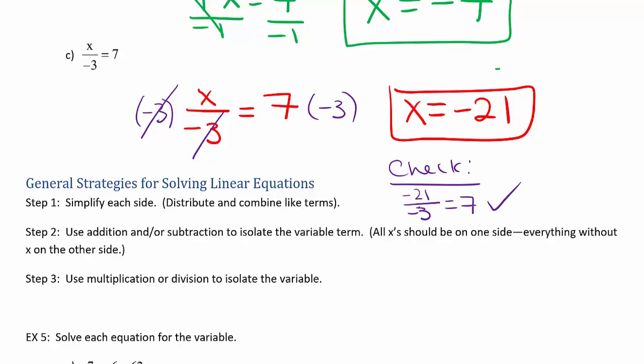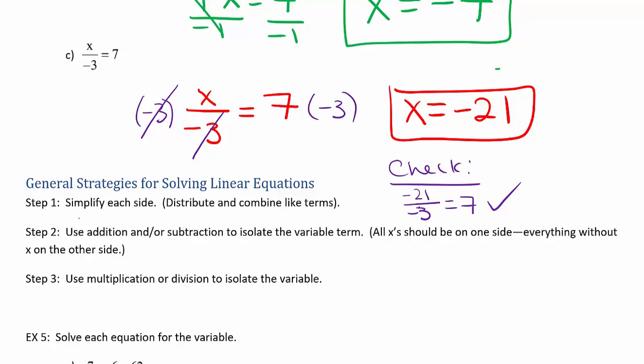Now, as the equations get more complicated, we might have to use a combination of these steps. We might have to use addition, subtraction, multiplication, division, as well as some things that we learned in the previous lesson. And so I have written out in the notes some general strategies for solving equations. And so just to kind of quickly summarize, I think this will make more sense as we do some examples.